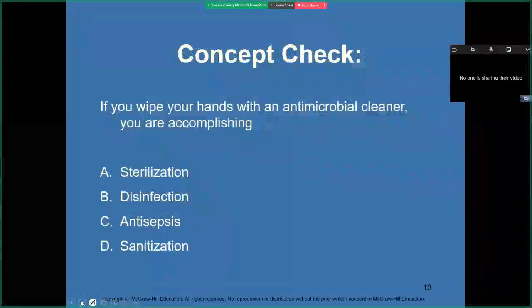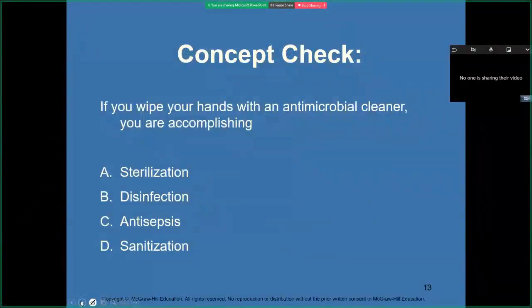Okay, so if you wipe your hands with an antimicrobial cleaner, you are accomplishing which of these? So is it sterilization? Well, no. Body surfaces can't really be sterilized. You'd have to kill everything, and doing that would not be possible without doing grievous, extreme, irreversible harm to your hands. So no, we're not going to sterilize. Is it disinfection? Well, disinfection isn't quite the same as sterilization. It's killing some organisms, not all.